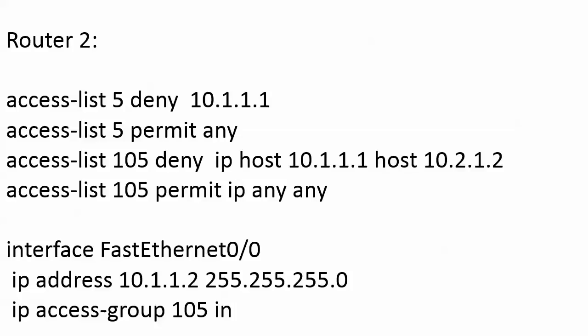We've got two access lists on the board, access list 5 and access list 105, and then on the FastEthernet interface we have our IP address that of course we expect, and ip access-group 105 in. First off I need to know from you, is that the correct way to apply list 105? Does the presence of list 5 matter at all?